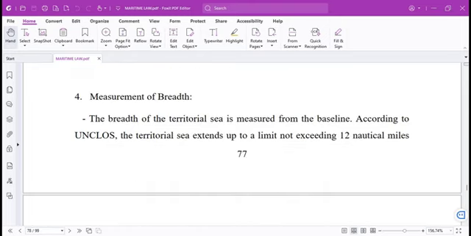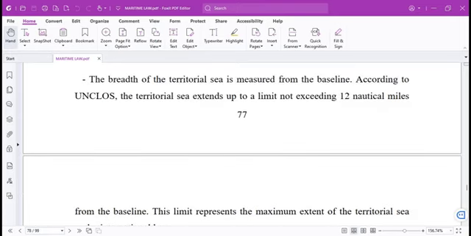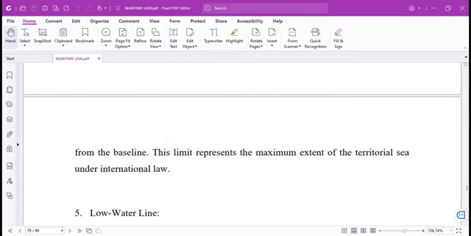Measurement of breadth. The breadth of the territorial sea is measured from the baseline. According to UNCLOS, the territorial sea extends up to a limit not exceeding 12 nautical miles from the baseline. This limit represents the maximum extent of the territorial sea under international law.